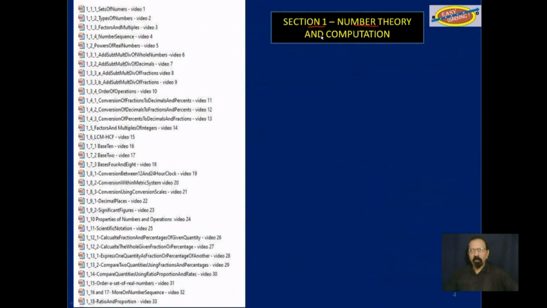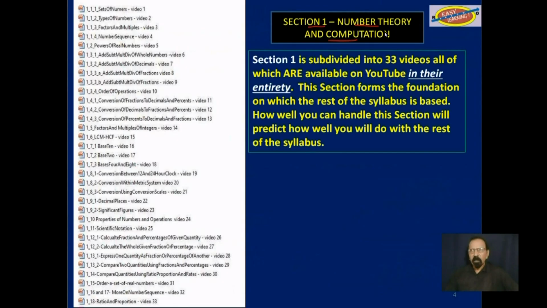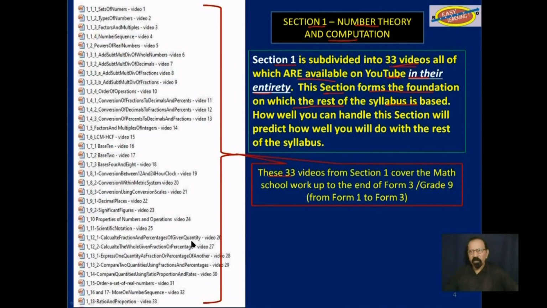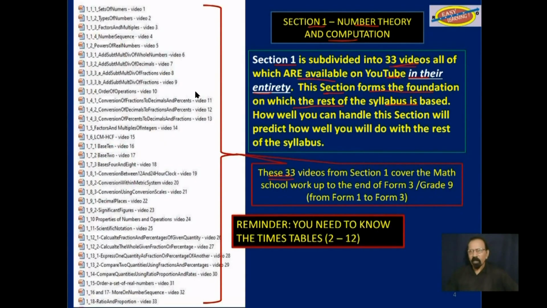Section 1, number theory and computation. I have divided section 1 into 33 videos, all of which are available on YouTube in their entirety, especially since this section forms the foundation on which the rest of the syllabus is based. So please make sure you look at these 33 videos and know them very well. If not, you may have problems with the rest of the objectives in the syllabus.